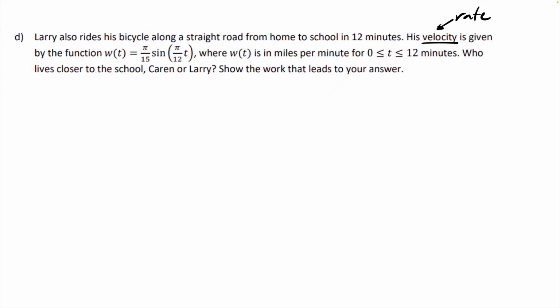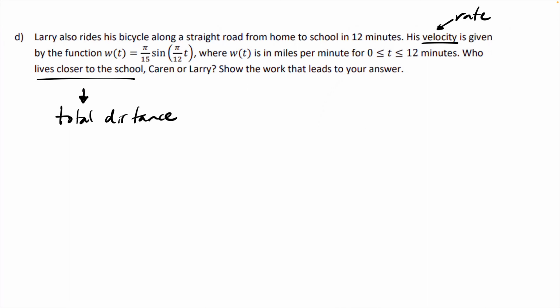So it's kind of like the ones we've been doing, where they give you w of t, r of t, s of t, all those things, okay? W of t is miles per minute for 0 to 12. Who lives closer to the house, Karen or Larry? How do we know? So before we get to calculus, how will we know who lives closer? What's going to tell us who lives closer? Distance, right? Whether the total distance is more or less. So that's what we have to find, right? So when it says who lives closer to the school, we got to find total distance, right?